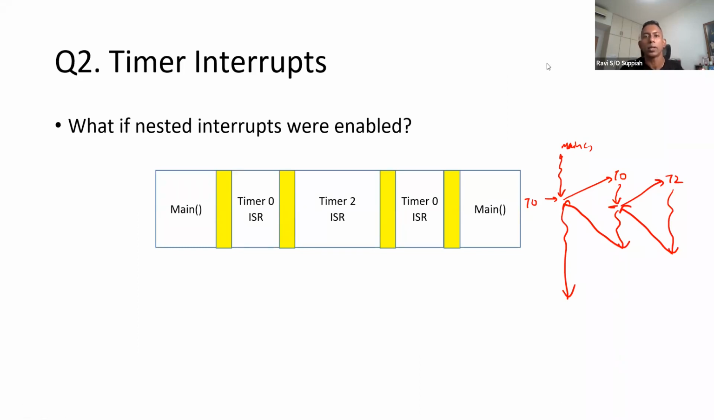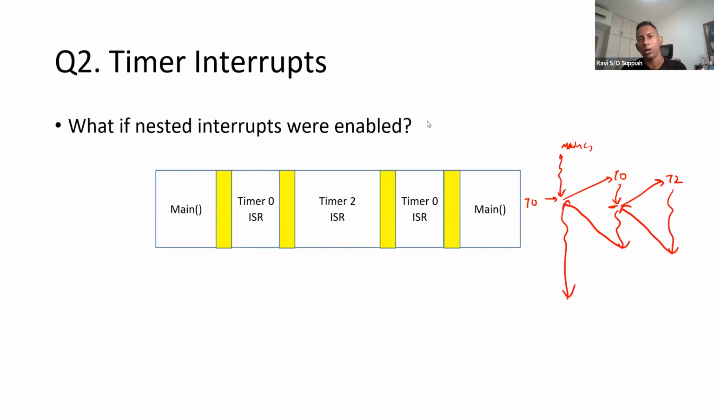So there's a question: how to enable nested interrupts. You can do an SEI, which enables the interrupts inside the ISR. By default, the interrupt bit is cleared automatically by the hardware the moment you jump to the ISR, and it's re-enabled again when you exit. So if you override it manually and set the interrupt bit by calling the SEI function, then you can enable nested interrupts.